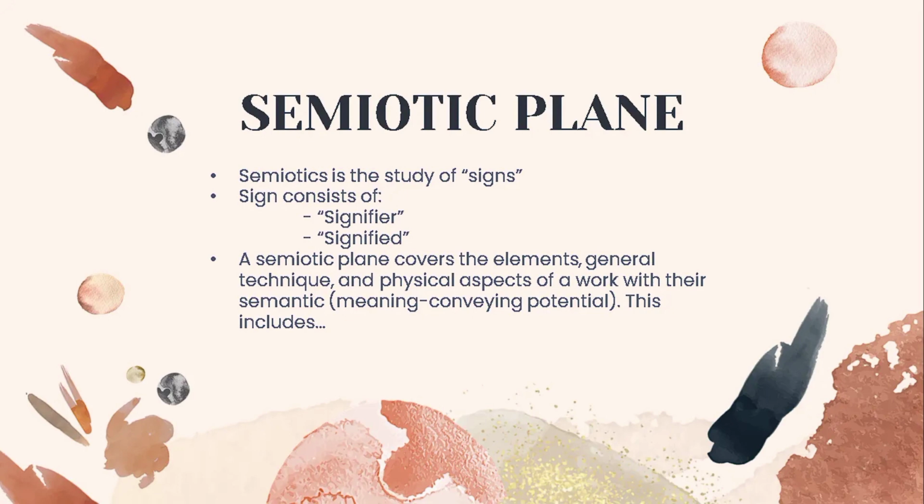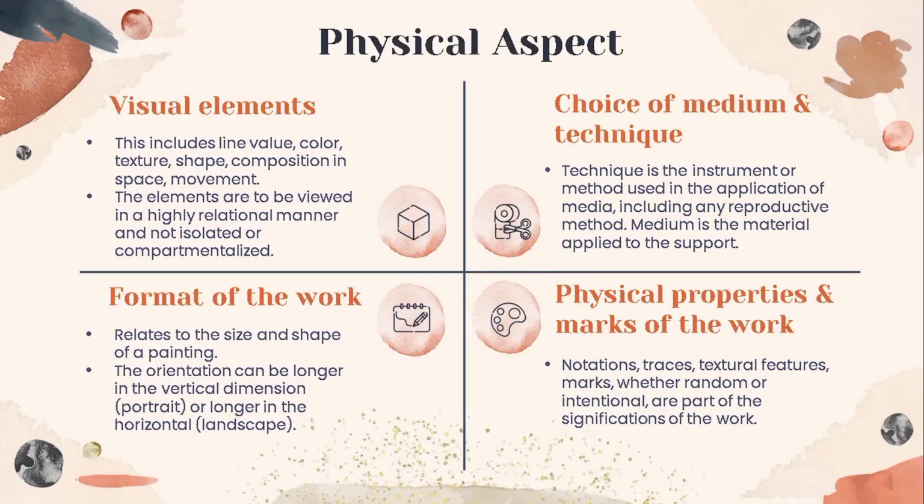Let's proceed. This includes first the physical aspect, which has subcategories. First is the visual elements. These include line, value, color, texture, shape, composition, and space or movement. The elements are to be viewed in a highly relational manner and not isolated or compartmentalized. So those are the visual elements.